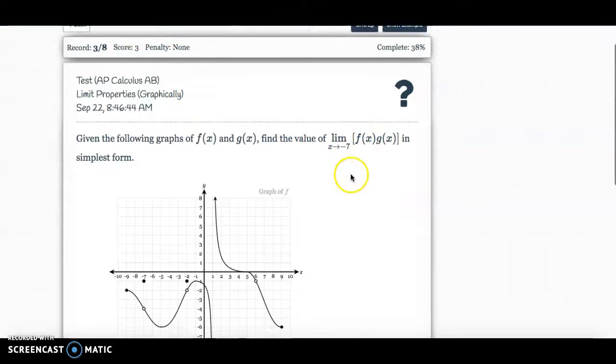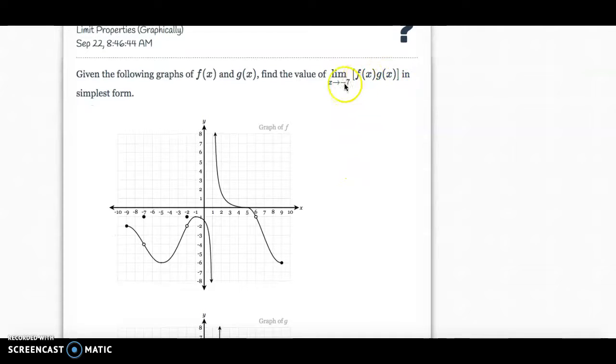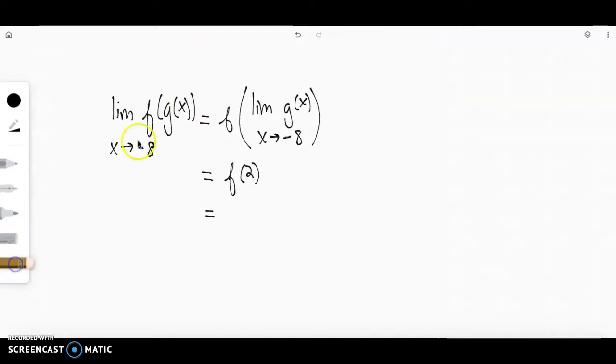I wanted to get to a different problem. This one has the same limit properties focus, but this time instead of composition of functions, it's got multiplication of functions. So let's work through this one instead. Limit as x approaches -7 of f of x and g of x being multiplied.